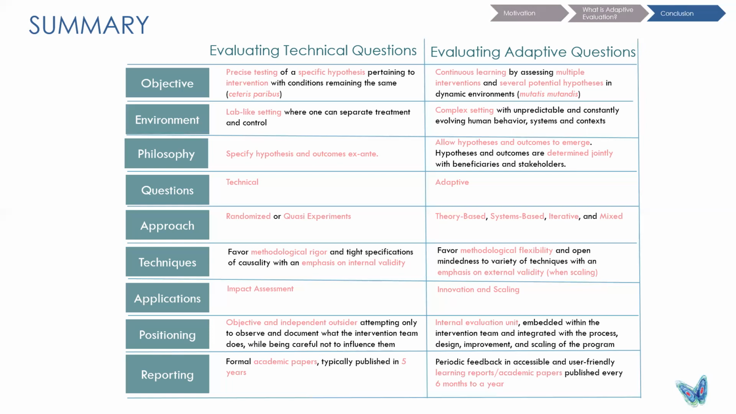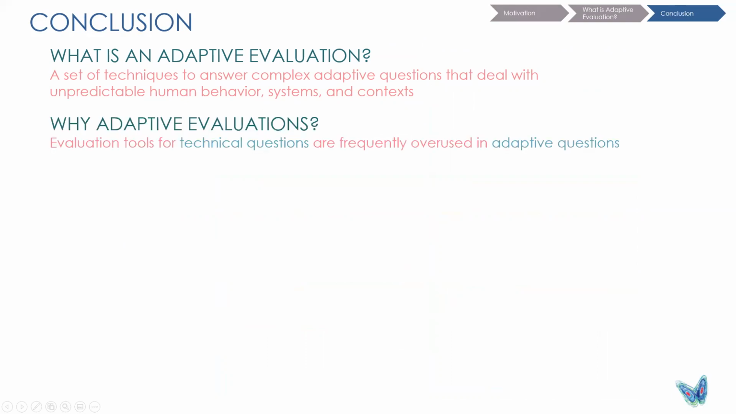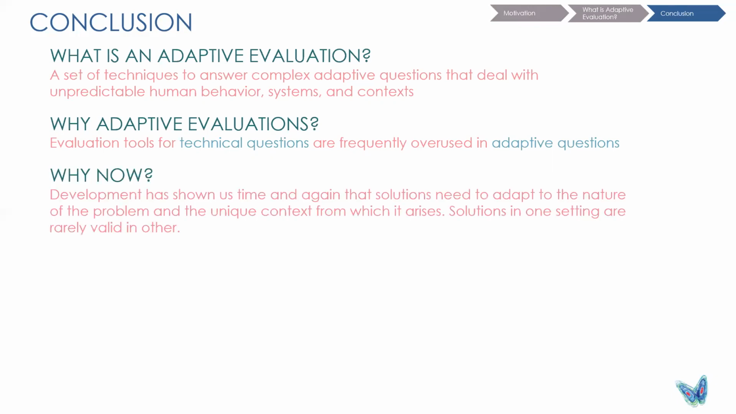published more frequently. And so in conclusion, what is an adaptive evaluation? As we discussed, it's just a set of techniques to answer complex adaptive questions that deal with unpredictable human behavior, systems, and contexts. Why adaptive evaluations? It's because evaluation tools for technical questions are frequently used in adaptive questions, and so we need a new strategy and framework to deal with them. Why now? Because development has shown us time and time again that solutions need to adapt to the nature of the problem and the unique context from which it arises.